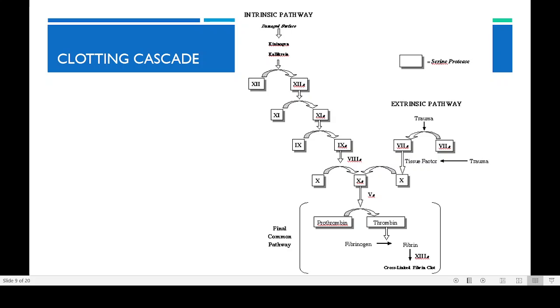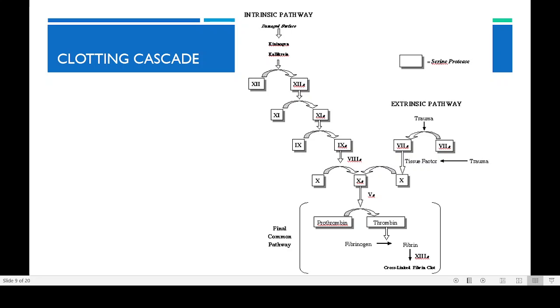Now what happens is that both the intrinsic pathway as well as the extrinsic pathway are actually merging at this level, at the level of Stewart factor. So both pathways are meeting together, and that will be causing the conversion of prothrombin into thrombin. Prothrombin is actually the inactive form of an enzyme, and thrombin is the active form of the enzyme. It is this enzyme known by the name thrombin that is converting fibrinogen into fibrin. So conversion of the fibrinogen into fibrin is actually taking place at the very last step of it.